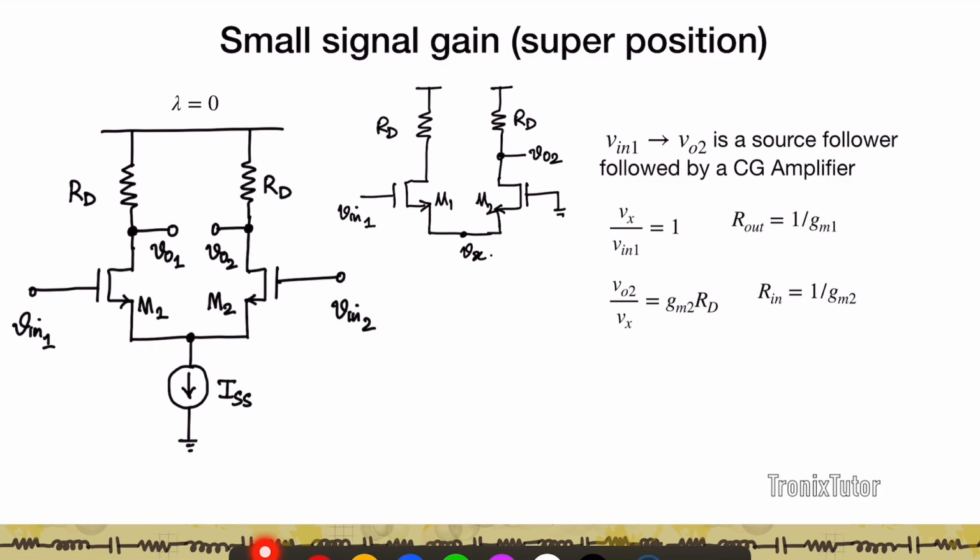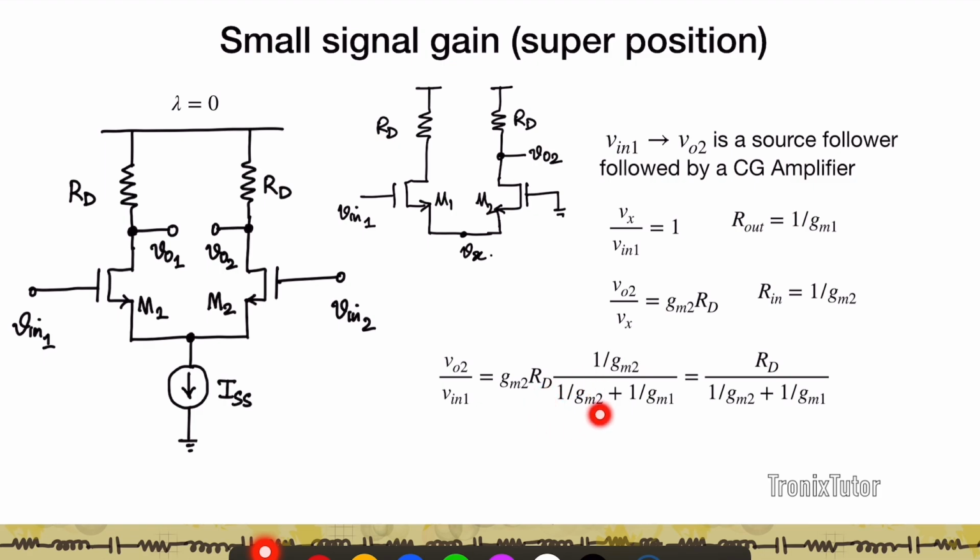So I have two amplifiers connected in cascade, one which has a low Rout, one which has a low Rin. So there is going to be some sort of voltage division, and so I can write VO2/Vin1 as gm2 RD times 1/gm2, which is the input resistance of the common gate, divided by the input resistance of the common gate plus the output resistance of the source follower. This is the amount of the signal from the output of the first stage that falls at the input of the second stage. So you get VO2/Vin1 to be RD divided by (1/gm2 plus 1/gm1).